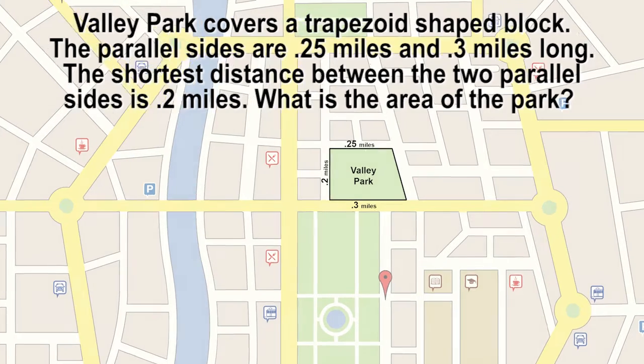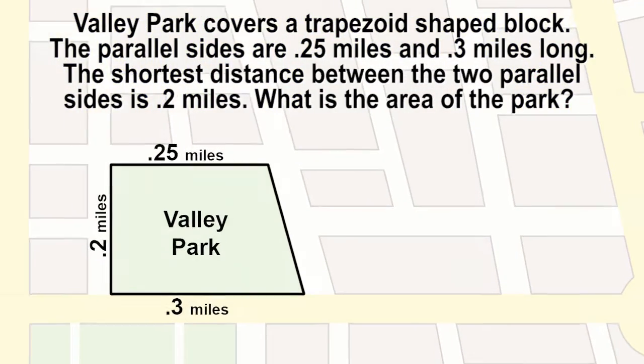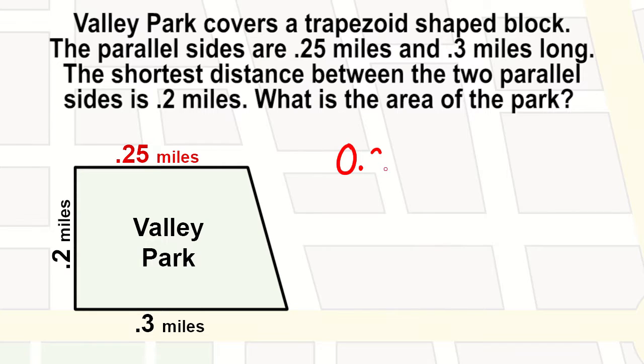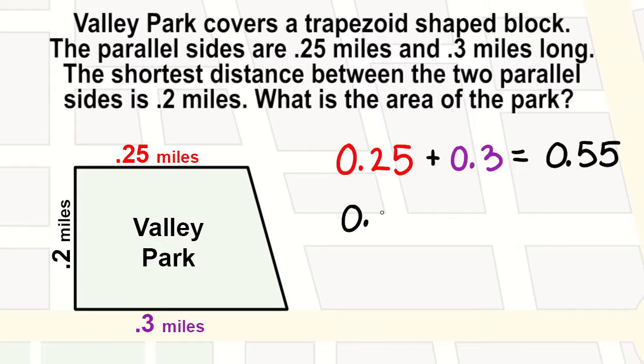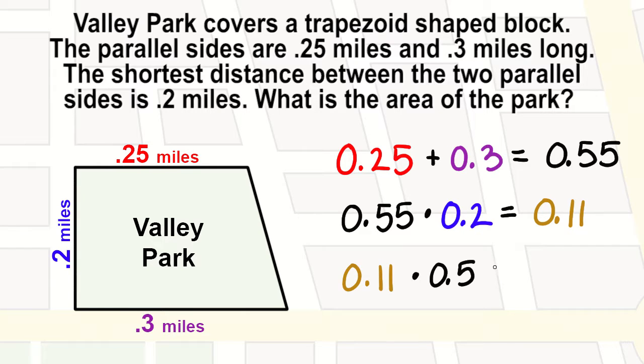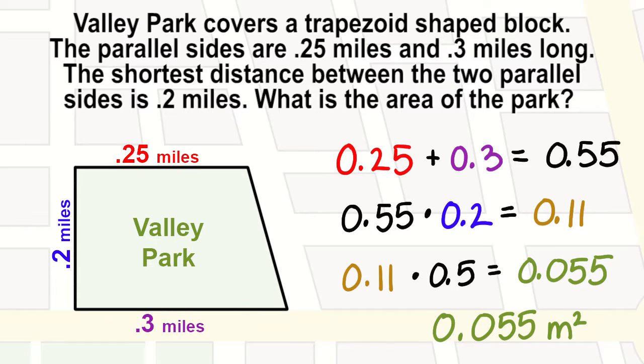To solve this problem, we will add the two bases. 25 hundredths plus 3/10 equals 55 hundredths. We will then multiply the 55 hundredths by the height, which is 2/10 of a mile. This equals 11 hundredths. We will then multiply the 11 hundredths by 1/2 or 5/10. The area of Valley Park is 55 thousandths of a square mile.